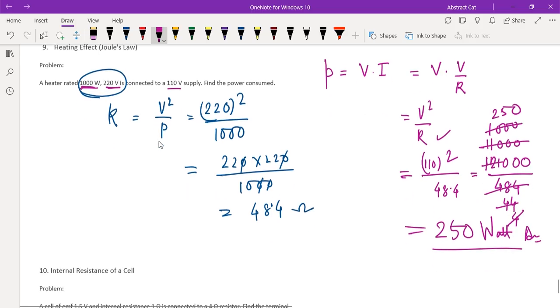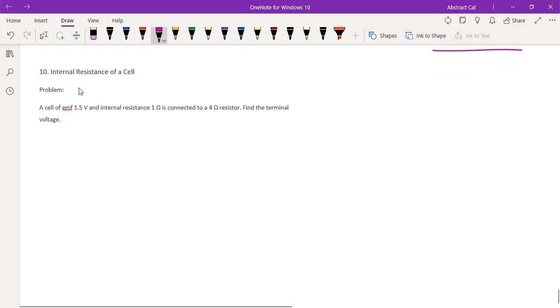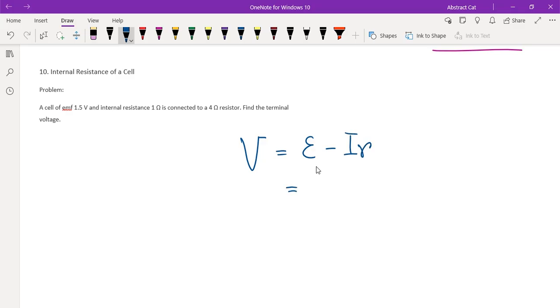Now solving the last numerical. The last is on the internal resistance of a cell, which is important. A cell of EMF 1.5 volt and internal resistance 1 ohm is connected to a 4 ohm resistor. Find the terminal voltage. That's a very easy problem, and if you know the formula, solving is easy. Terminal voltage V equals EMF minus I times internal resistance. Here the EMF 1.5 is given.